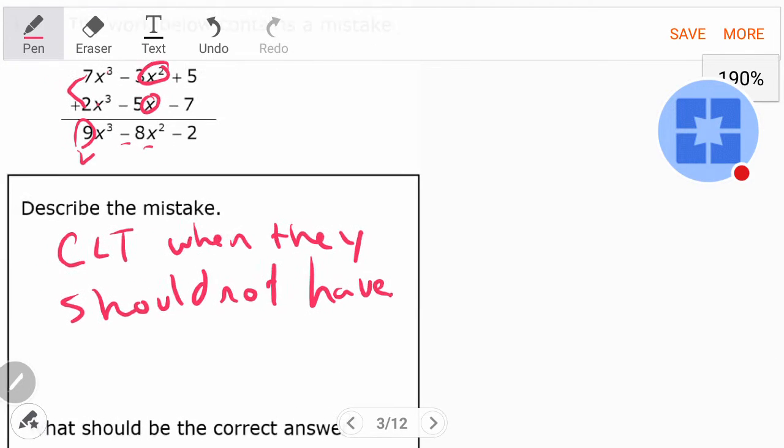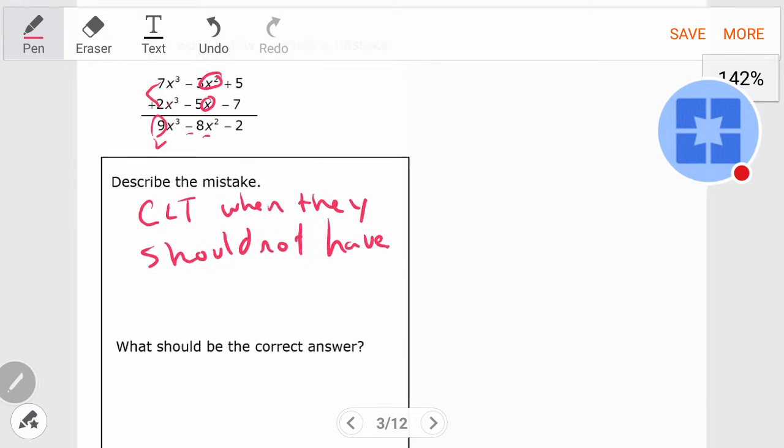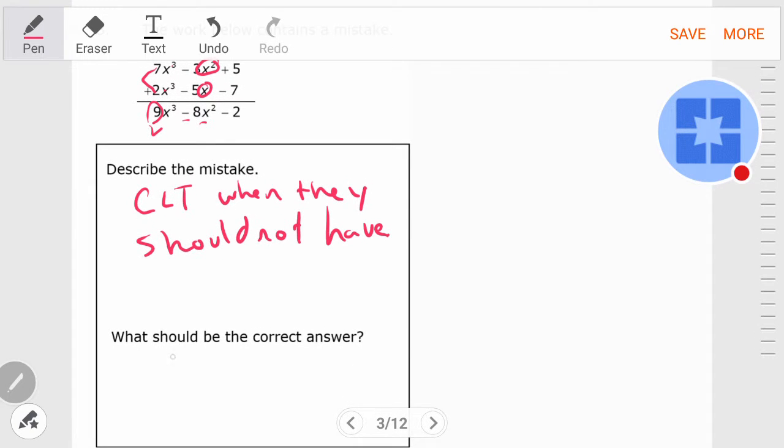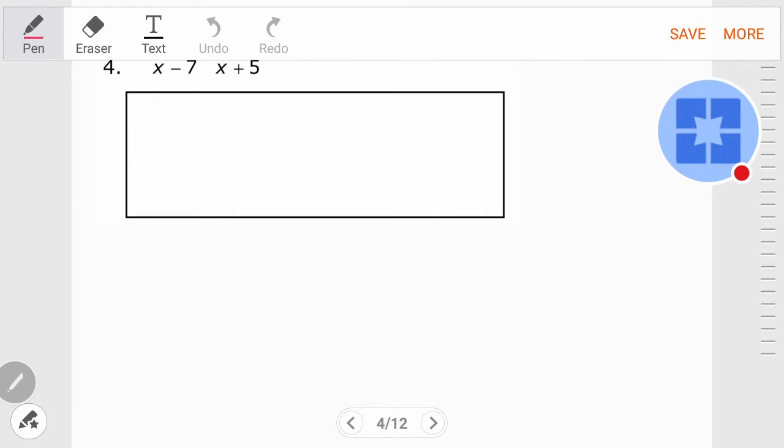Okay, and then the correct answer is, all right, so these aren't like terms, so we leave it. So the 9x cubed is correct, but it should be -3x squared minus 5x minus 7 as the right answer. I'm sorry, not -7, -2 as the correct answer. Okay, so let's take a look at number 4.